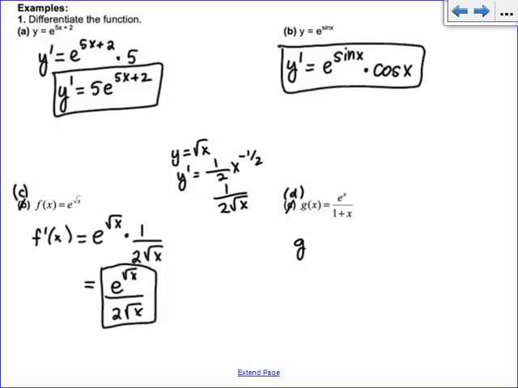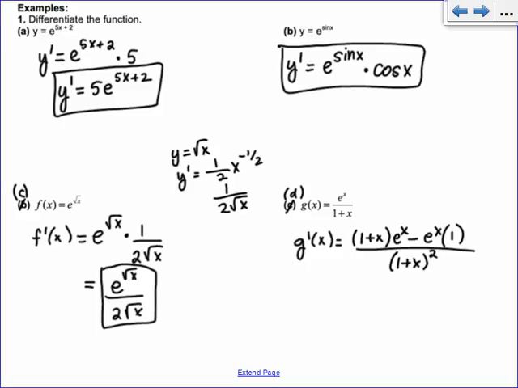All right, the next one, what do I need to do? Quotient rule, right? So don't forget all the things that you've learned along the way. Quotient rule, product rule, chain rule. All right, so we're going to do low d high, so the derivative of e to the x is e to the x, minus high d low, which is 1, all over the square of what's below, so (1 plus x) squared.